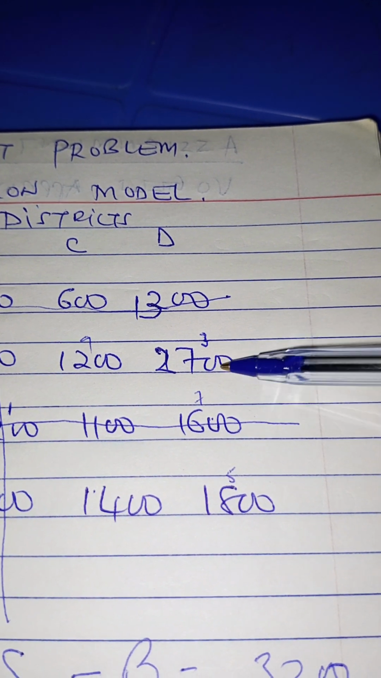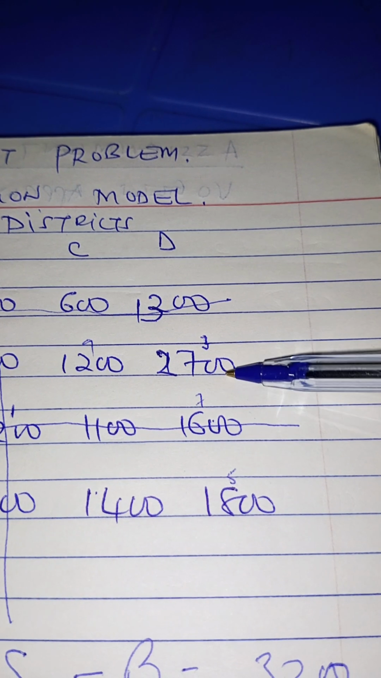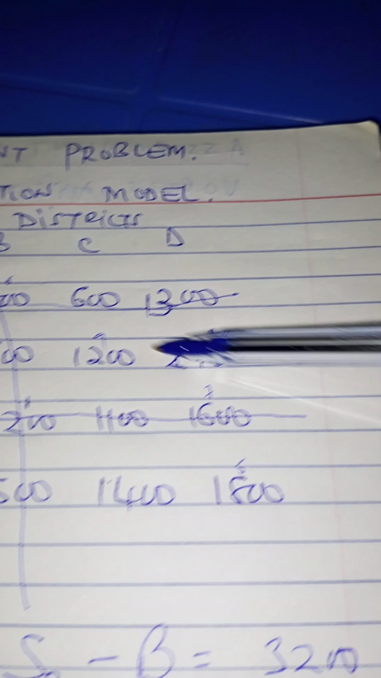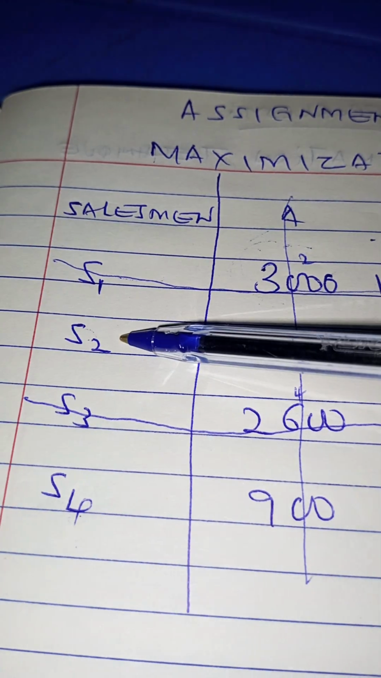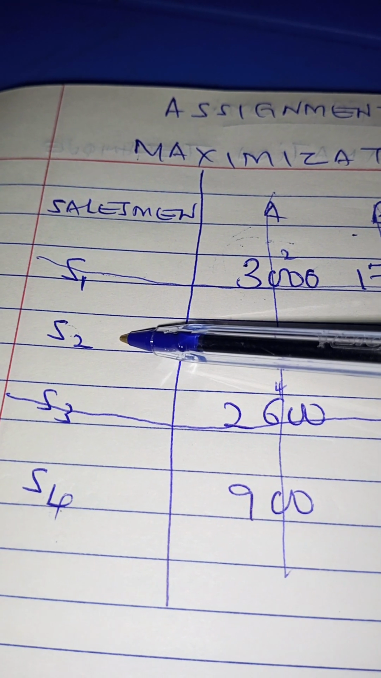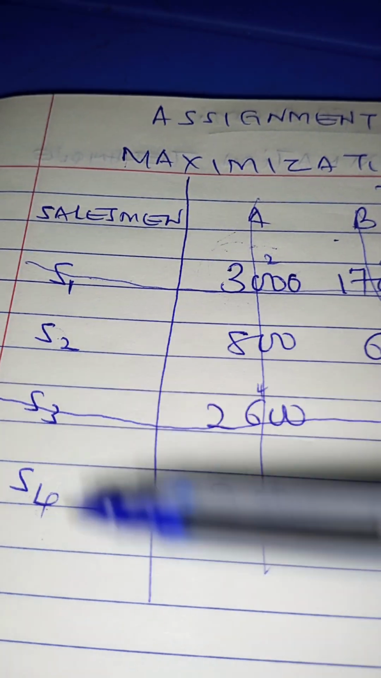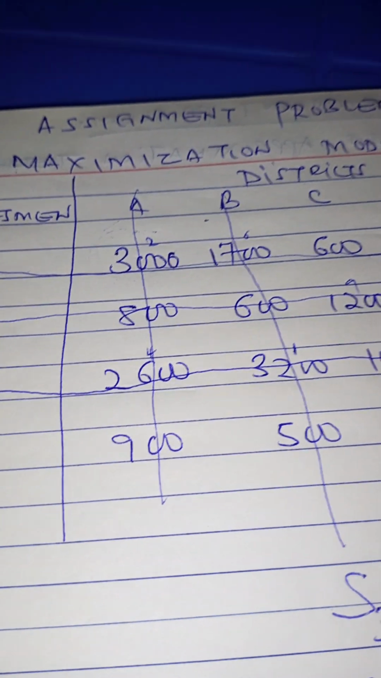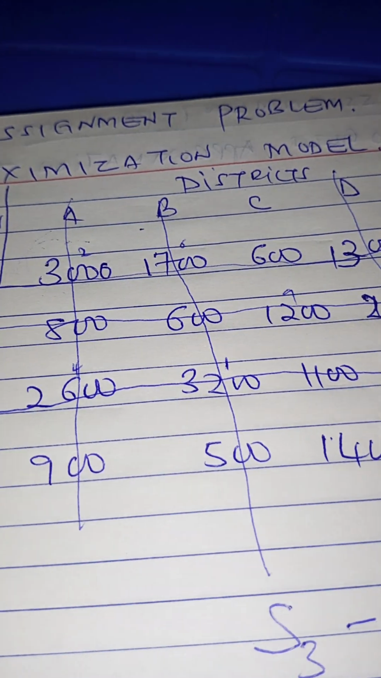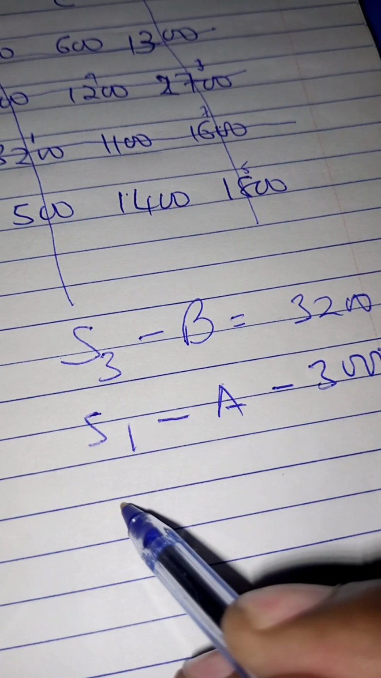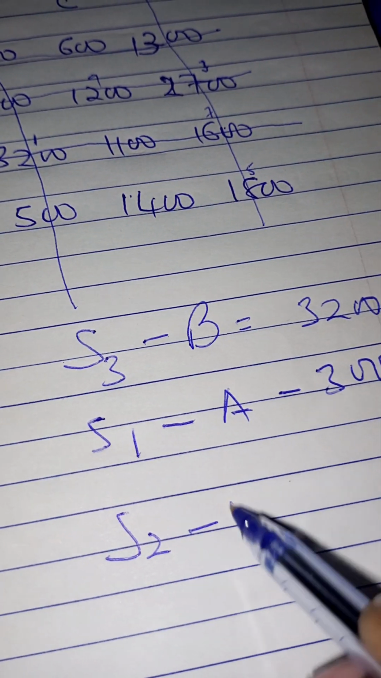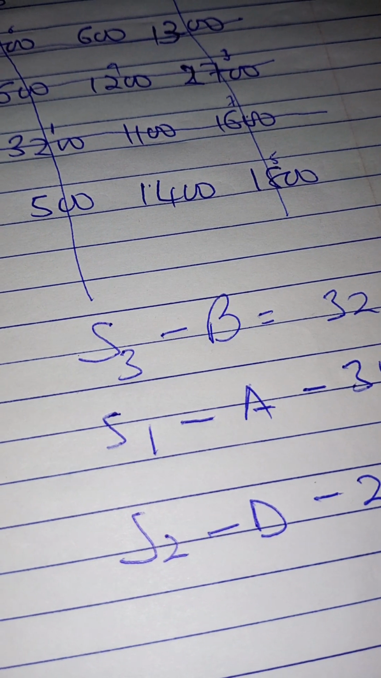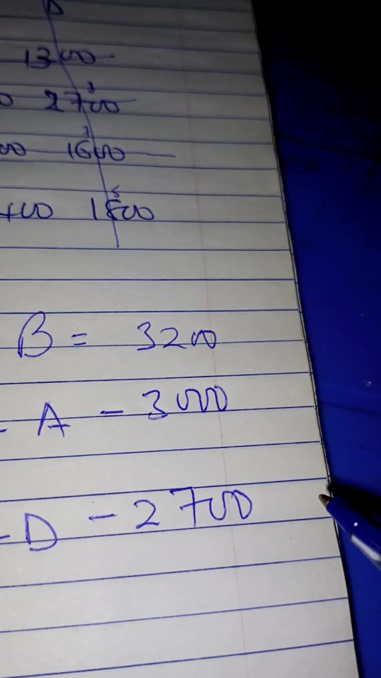This tells you if we were to assign salesman 2 to D, if you assign district D to salesman 2, it gives you the highest revenue collection. So therefore, automatically, we shall cancel out salesman 2 and also district D. Down here, we shall have salesman 2 assigned to district D, and that gives us 2,700 in revenue.